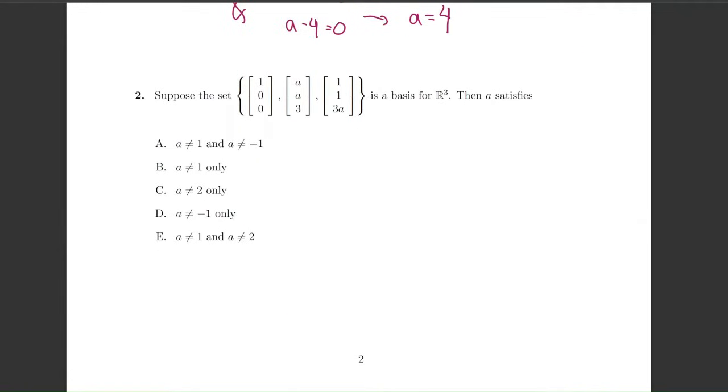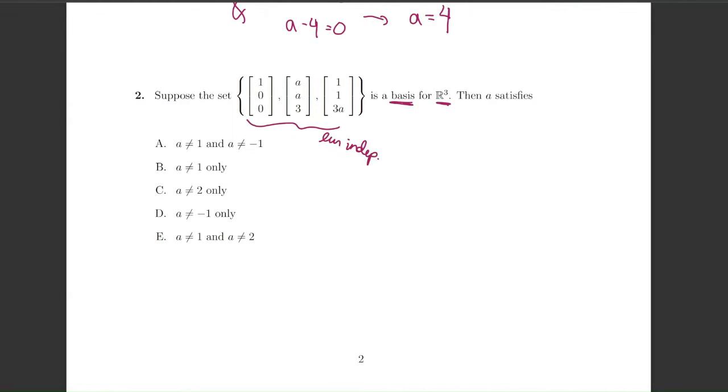Okay, so in this problem we have this set of 3 vectors that is a basis for R^3. And we want to figure out for what value of a this is satisfied. So basis, recall, means that there are linearly independent vectors that span R^3. So that means that these vectors must be linearly independent.